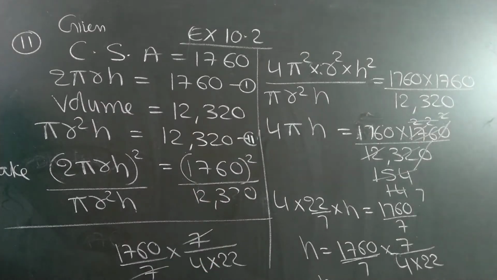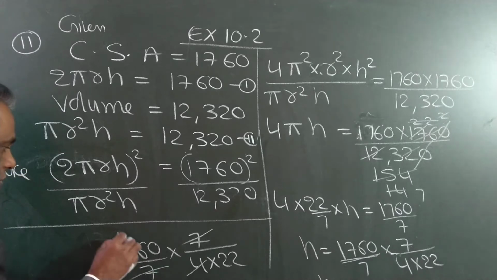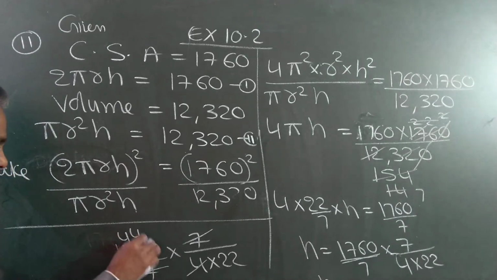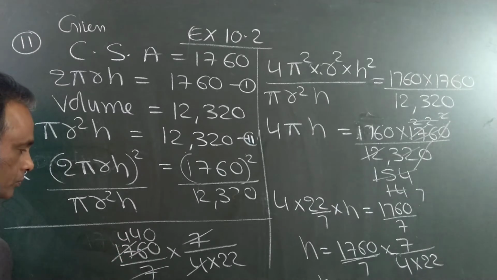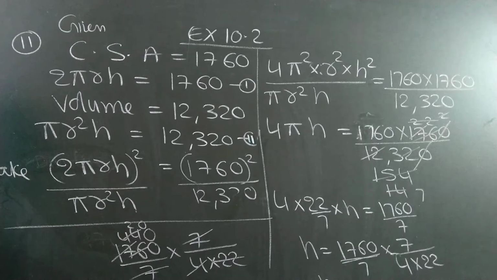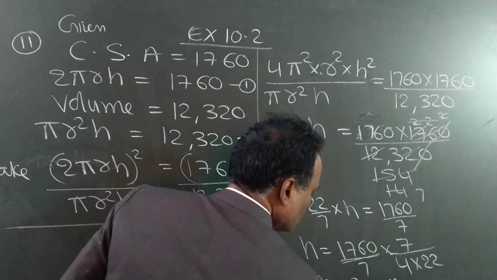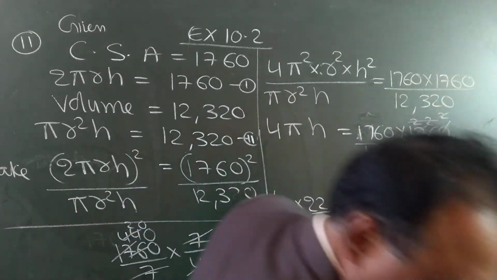Seven cancel. 4 fours are 16. 22 twos are 44. Finally it is 20. See the answer. You check it, students.